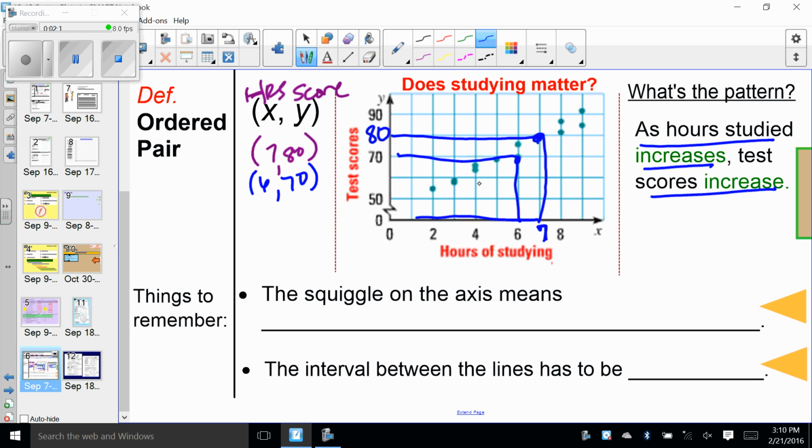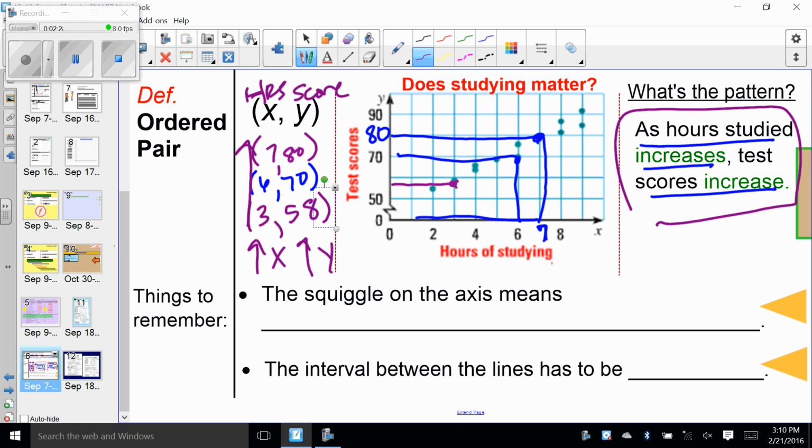Let's do another data point. Now I'm going to round probably this one a little bit, but 3 hours of studying is just slightly less than 60. So 3 hours of study is maybe like a 58 on a test. So you can see the more we study, the higher the score. As hours studied increases, the test scores also increase.